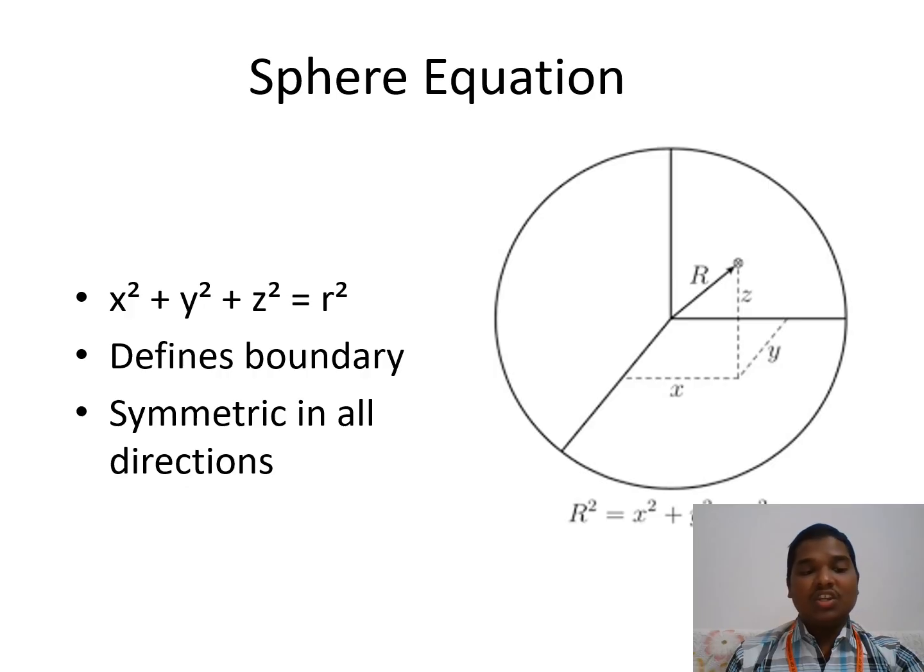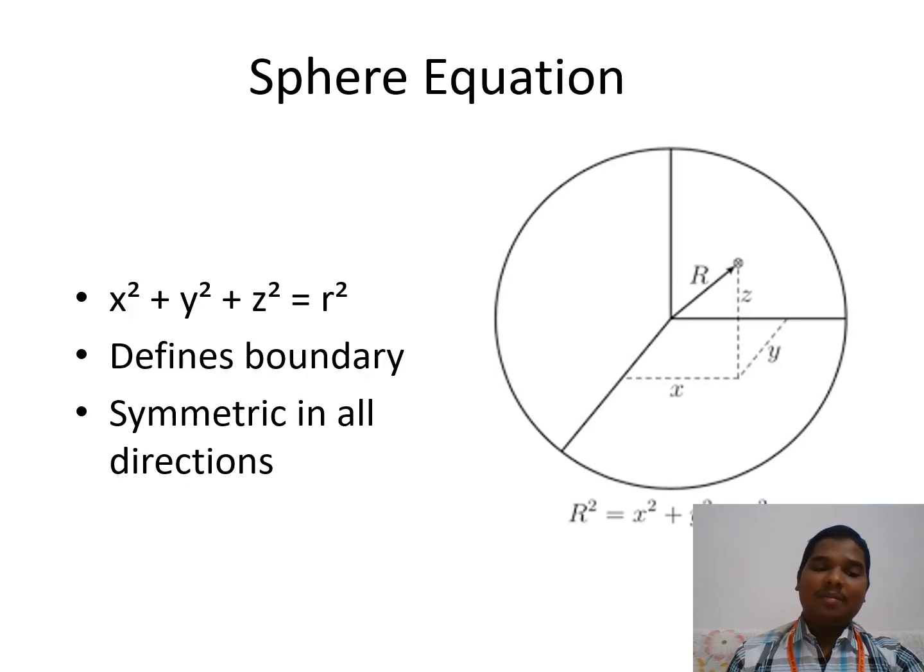The equation of a sphere with radius r and center at the origin is x squared plus y squared plus z squared equals r squared. This equation defines the boundary of the sphere. It is symmetric in all directions, which makes spherical coordinates suitable.